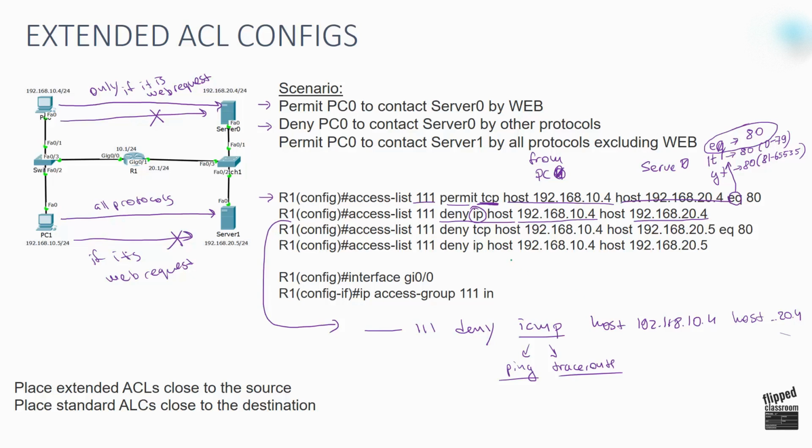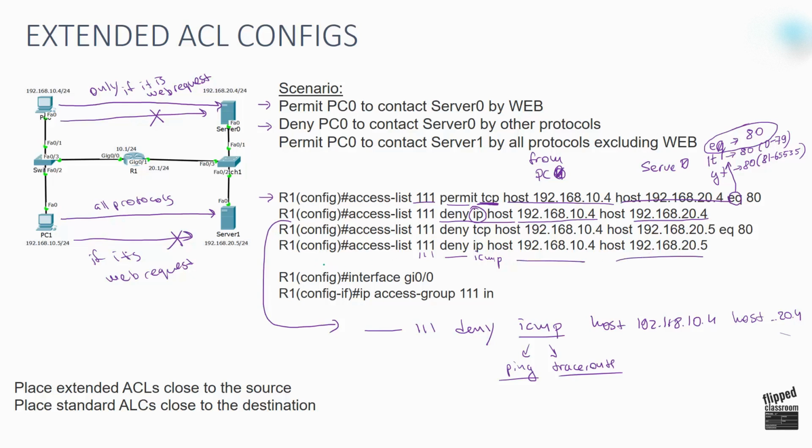So we also deny the communication for ping and trace route between this equipment, so that we are able to check that when we make a web request, it will be successful. When we make a ping, for example, it will not be successful from PC0 to server 0. And the same thing goes for the next communication between these equipments. And at the end of this access list, we will also type access list 111 deny ICMP, which will be the same.